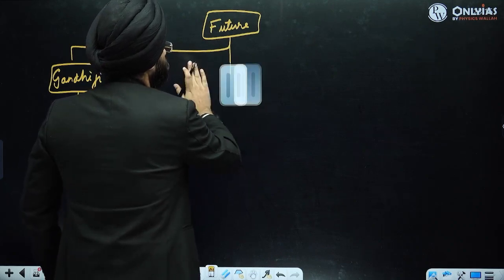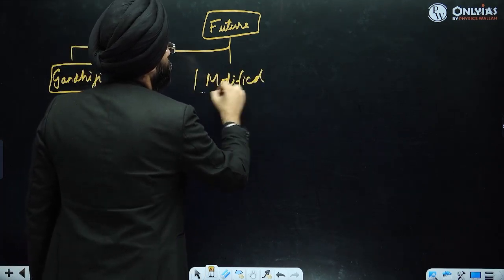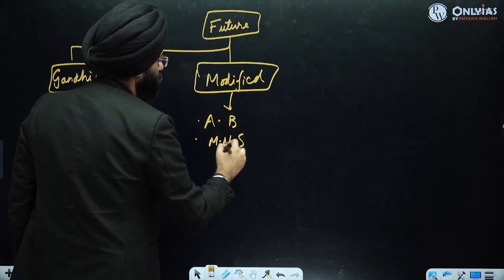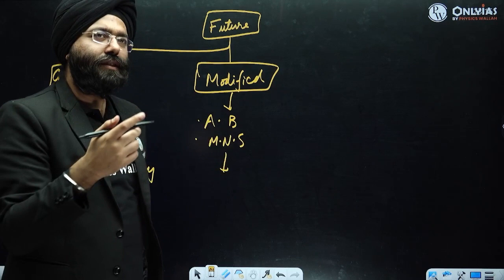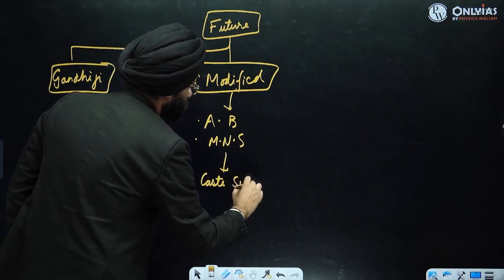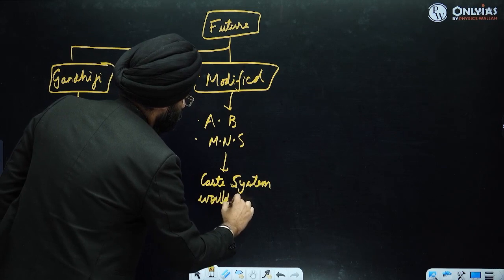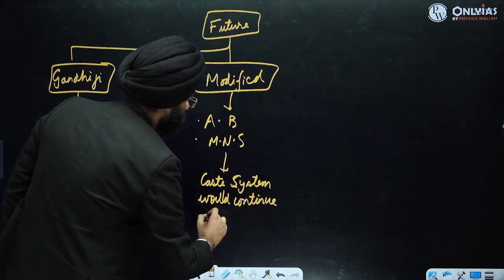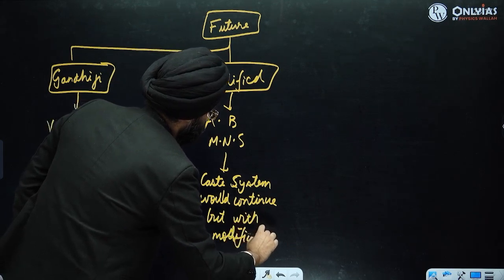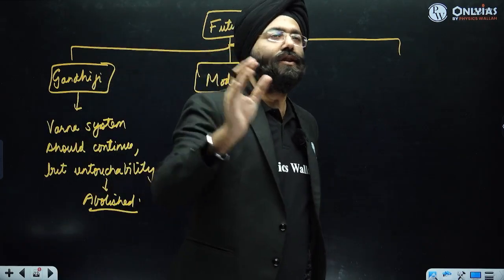The second is something various thinkers have said, based on a modified version. This type of view was given by Andre Beteille, M.N. Srinivas and others. They said the caste system would continue, but there would be certain modifications in it. The caste system would continue, but with modifications. Now, the third opinion is that the future lies in annihilation. That was Dr. Ambedkar's view.